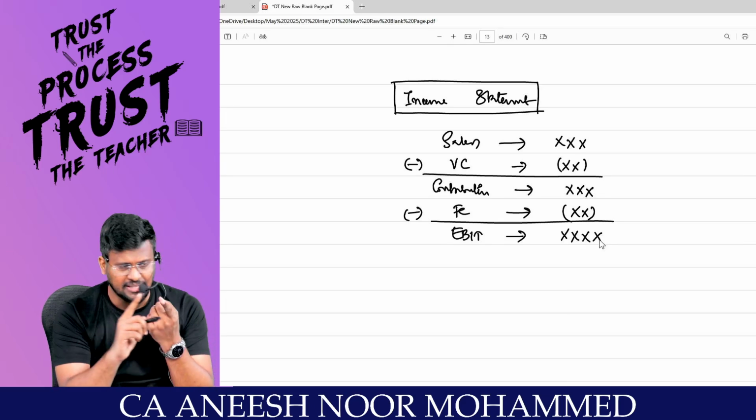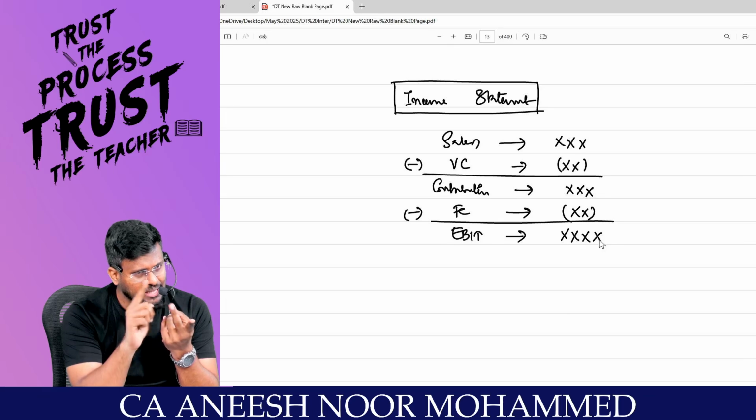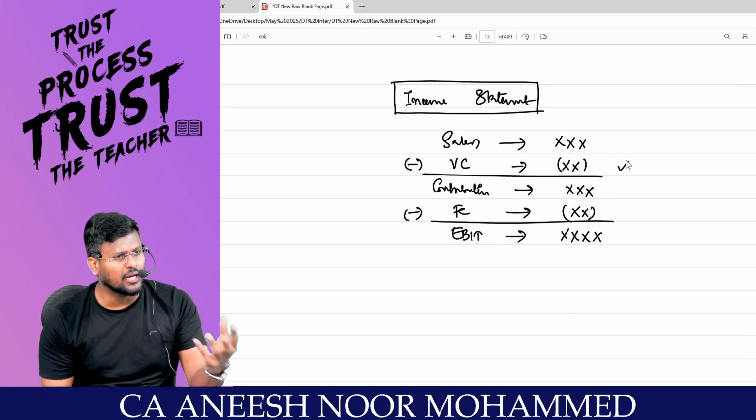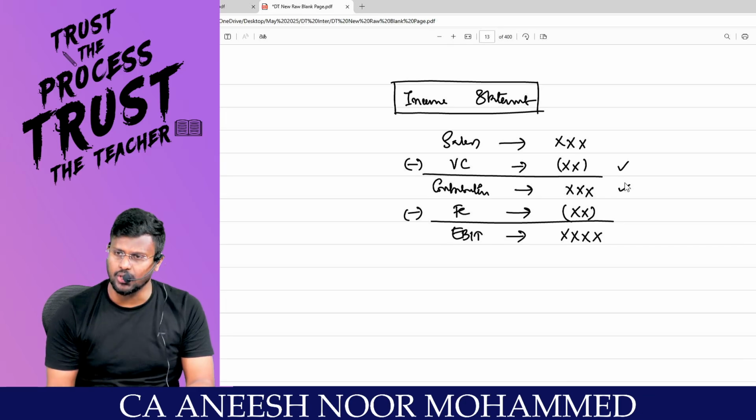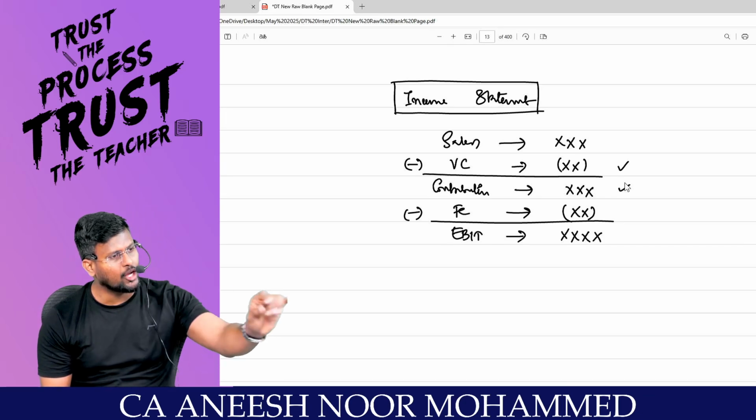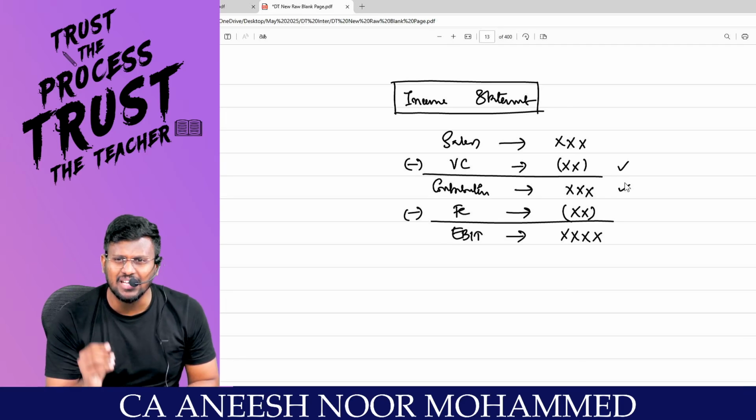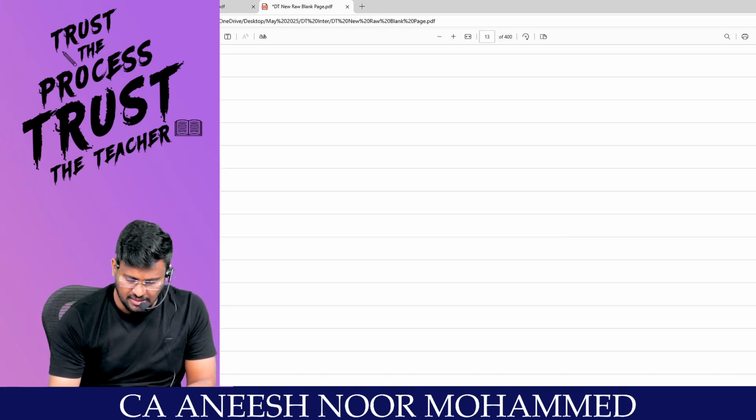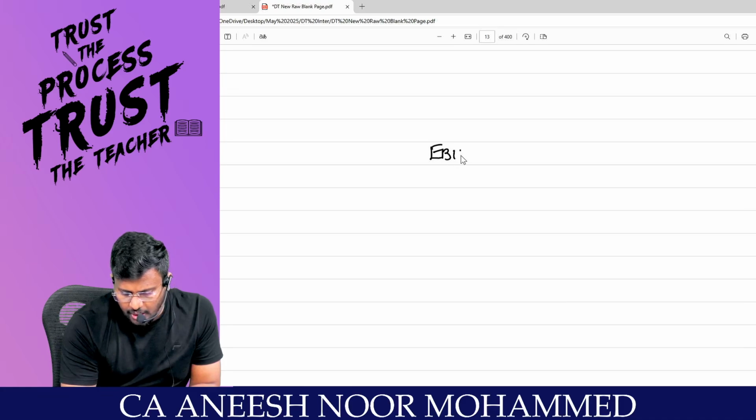So this is the flow of income. I will be making sales. In order to make the sales, I have to incur the variable cost. Then the balance profit available with me is called contribution. From that contribution, I will pay off the fixed cost. The balance available with me is the earnings before interest and tax.